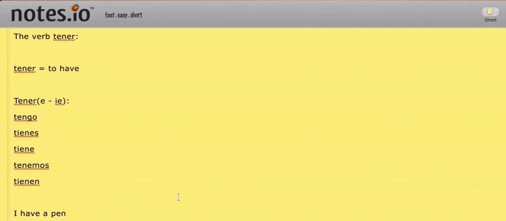So pretty simple video here, but that's essentially everything you have to know about the verb tener for now. Just in the present tense, what we focused on today. Going on in the future, you'll learn forms of it in the past, in the future, so on and so forth. But tener is a very important word to know, so I hope this helped.